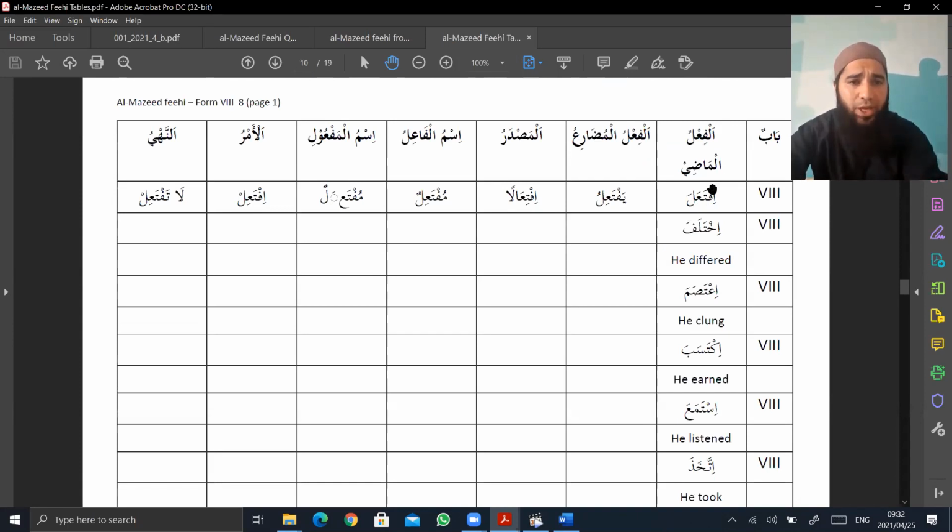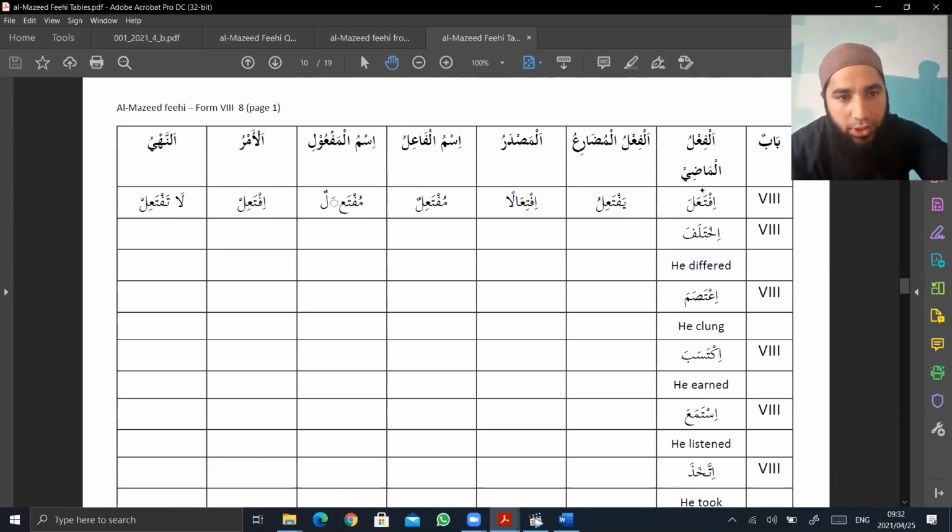So this scale number 8, what do we have extra here? We have an extra hamzatul wasl at the beginning, and then we have an extra ta, but that extra ta comes after the first root letter. Which babs have extra ta's now? Number 5 has an extra ta. Number 6 has an extra ta. And number 8 also has an extra ta. But number 5 and 6 have the extra ta at the beginning. Number 8 has an extra ta after the first root letter.